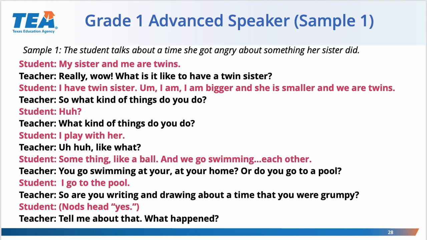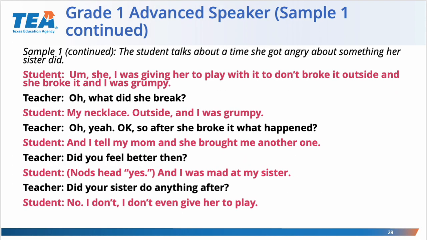Interesting. I'm going to keep going because there's more. Student talked about a time she got angry about something her sister did. "I was giving her to play with it, to don't broke it outside, and she broke it and I was grumpy." And this would be advanced and not intermediate? Yes.